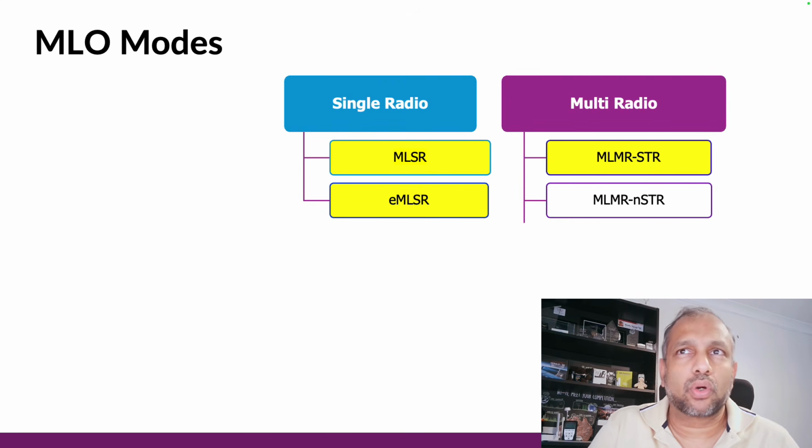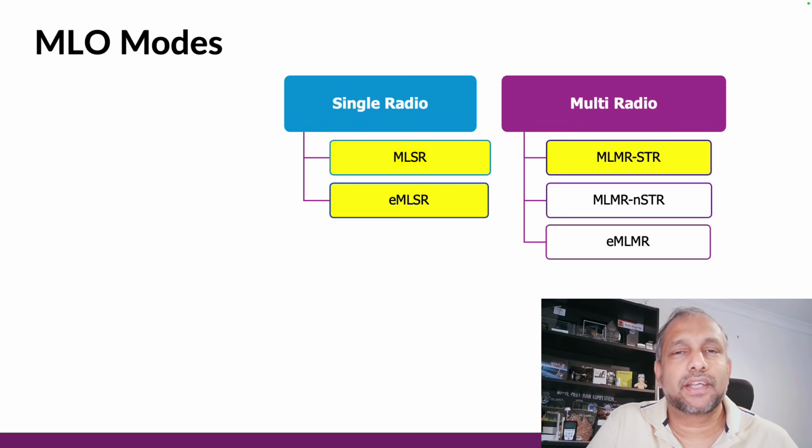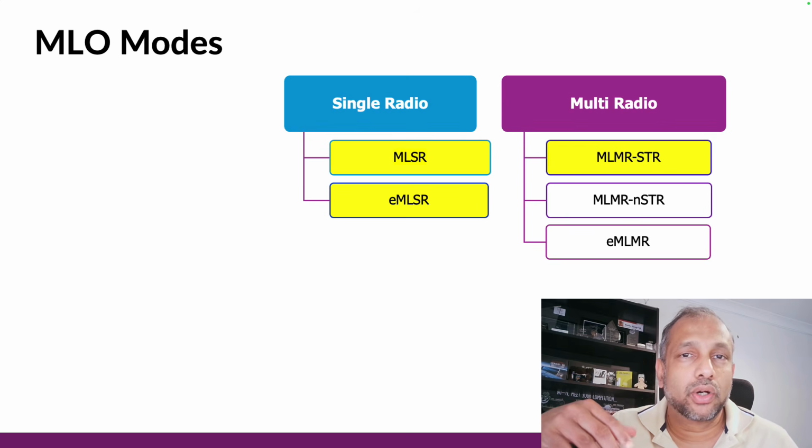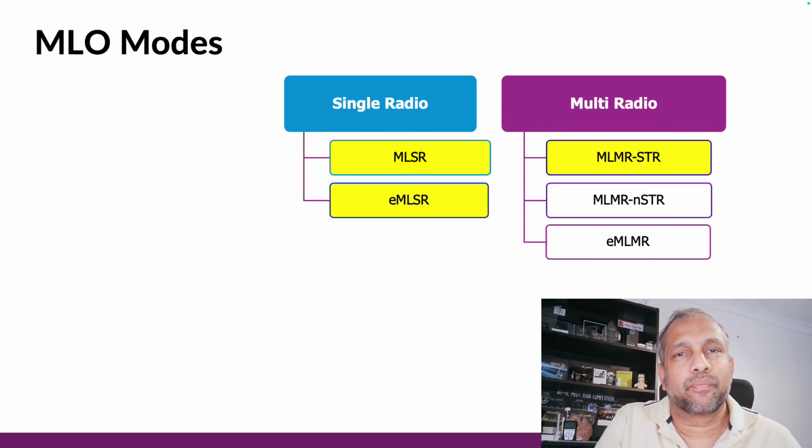Now there's another mode called multi-link multi-radio, non-simultaneous transmit and receive. And another mode called enhanced multi-link multi-radio: if you have the capability for radios to change into multiple lower capable radios at the firmware level, that mode is called enhanced multi-link multi-radio.